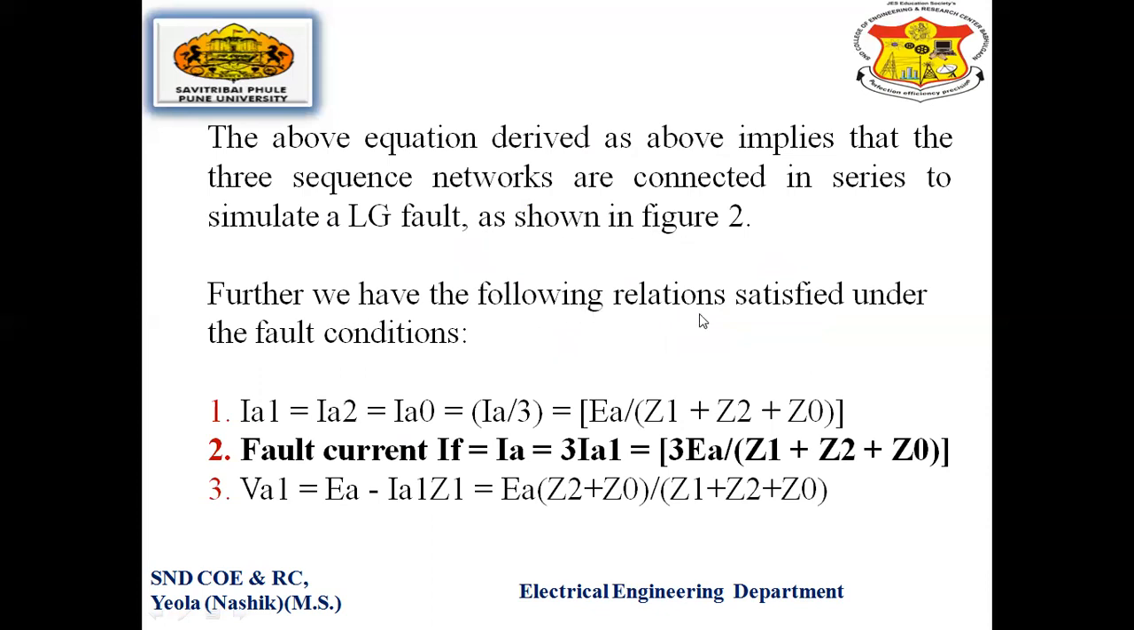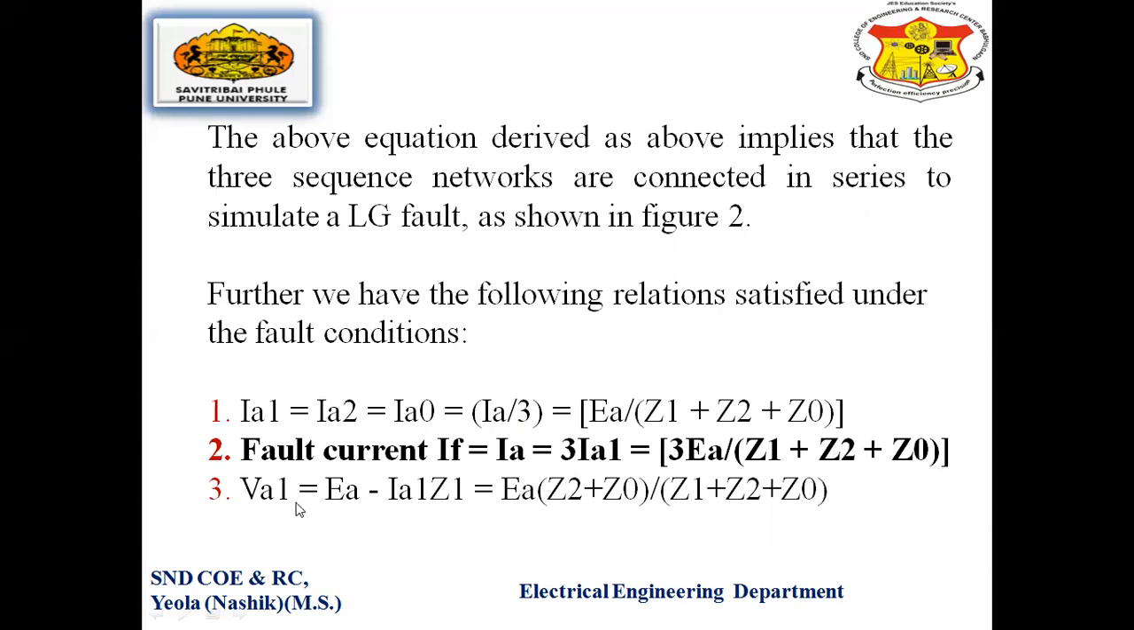Further, the following relations are satisfied under the fault condition. First, IA1 is equal to IA2, which is equal to IA0. That means the zero sequence, positive sequence and negative sequence currents are all equal to IA/3, where IA is the phase current, equal to EA divided by (Z1 plus Z2 plus Z0). And the fault current IF is equal to IA, which is equal to 3 times IA1, which is equal to 3 EA divided by (Z1 plus Z2 plus Z0).